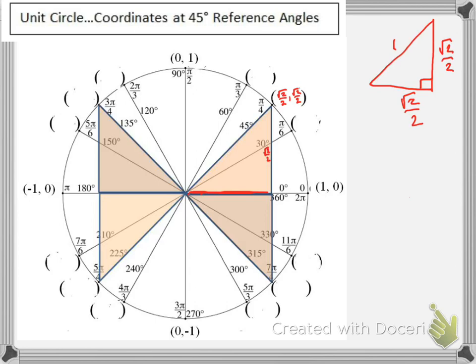If I look at this one over here, same lengths: root 2 over 2, root 2 over 2. Down here, how far in the x direction? Root 2 over 2. How far in the y direction? Root 2 over 2. Fourth triangle, how far in the x direction? Root 2 over 2. Root 2 over 2.